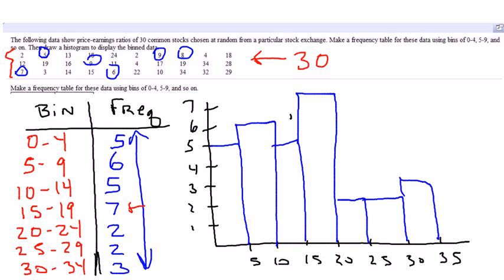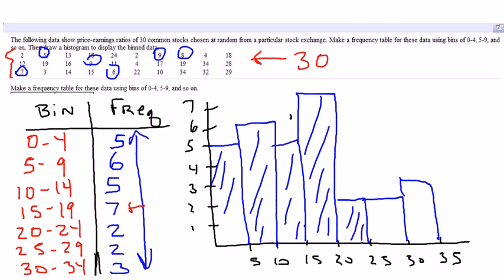So that's pretty much the general shape of our histogram, and so you would look at the choice that matches this histogram, and that would be your answer.